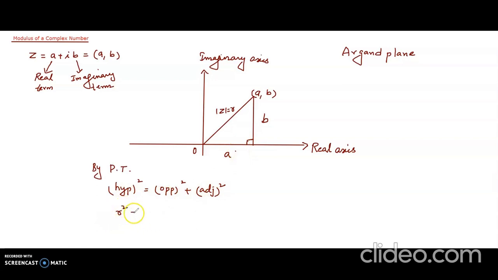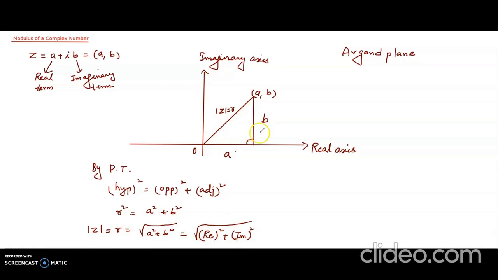So we can write r square is equal to a square plus b square, the sum of the squares of the other two sides. The other two sides are a and b, and the hypotenuse value is r. So we can write r is equal to under root of a square plus b square. Therefore, modulus of z is nothing but r, that is equal to under root of a square plus b square. Remember, a is the real term, so we can write the real term whole square plus the imaginary term whole square, under root, is the modulus of a complex number.